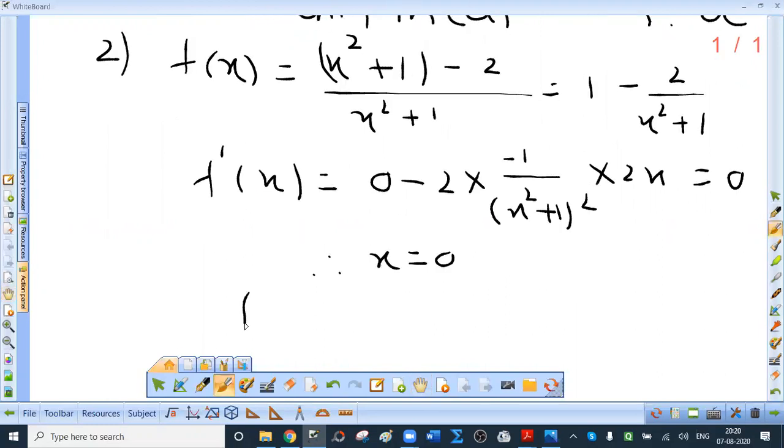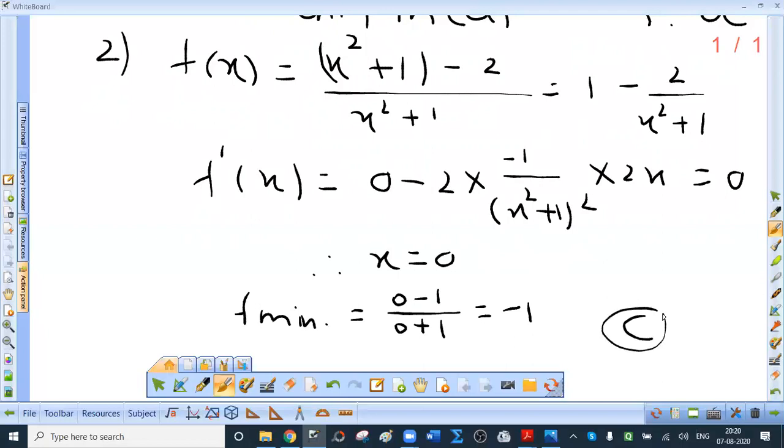So f minimum, because they say minimum, so minimum. So what is f minimum? 0 minus 1 upon 0 plus 1, that is minus 1. Is this option given? Yes, C is the correct option.